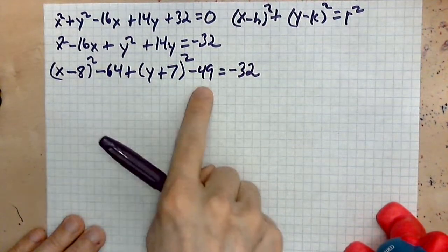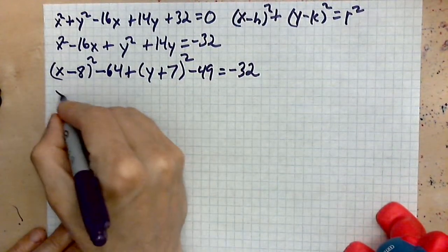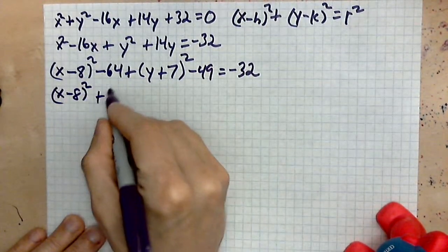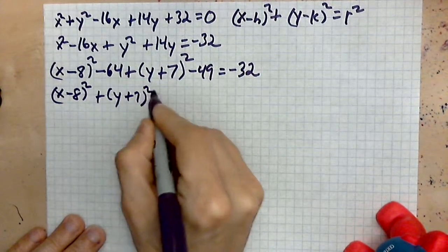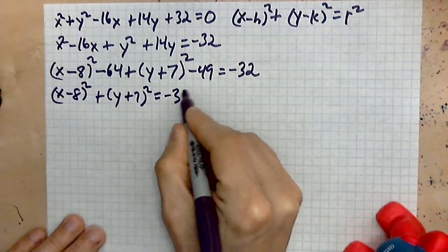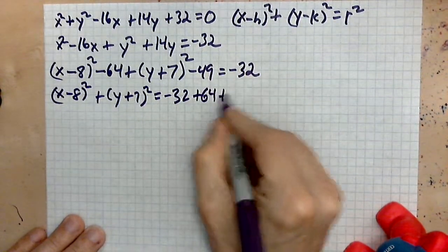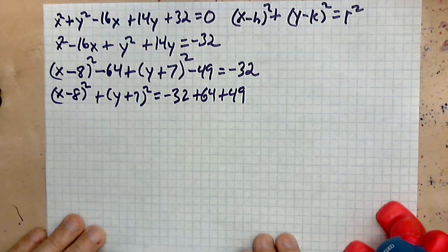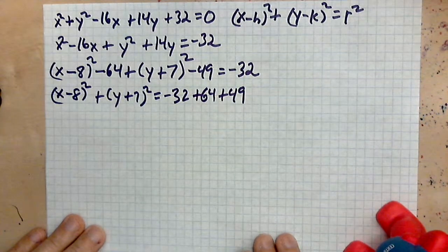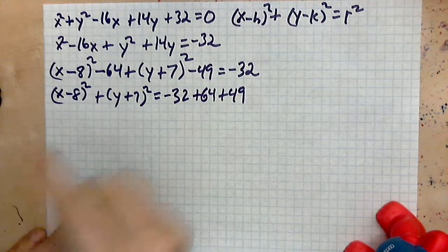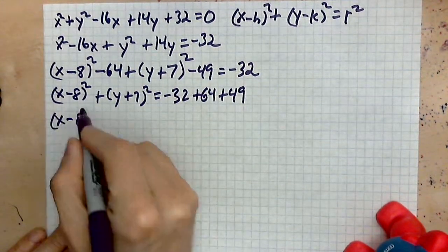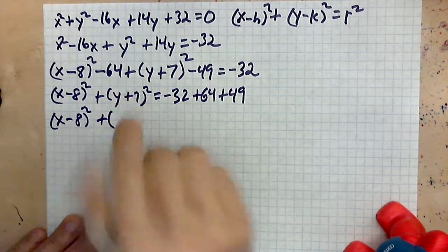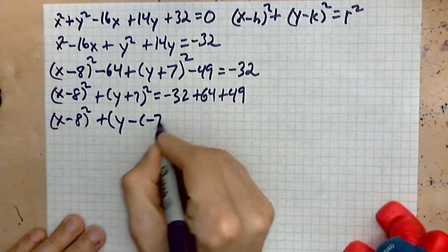Now you take the 64 and the 49 and move all of those to the right side. And write x minus 8 squared plus y plus 7 squared equals negative 32 plus 64 plus 49. Okay? So we are just about where we need to be. So now we write x minus 8 squared plus, and here, when you write this plus, we write that as y minus a negative 7.